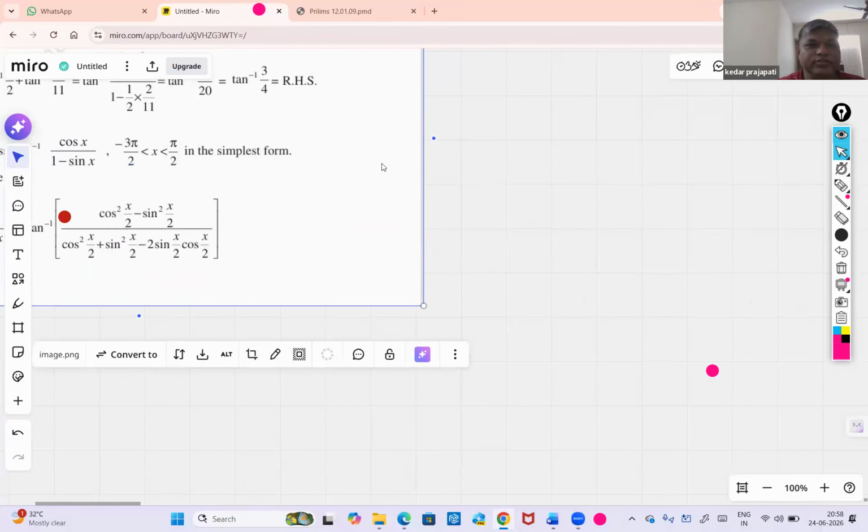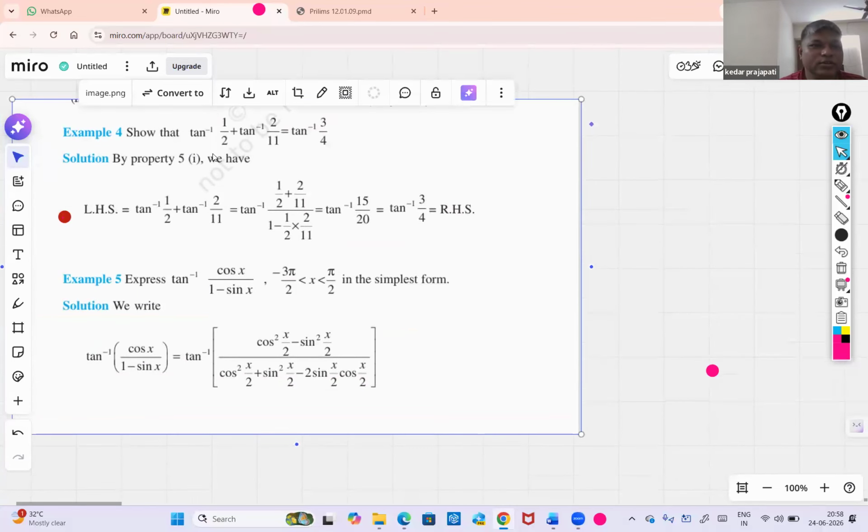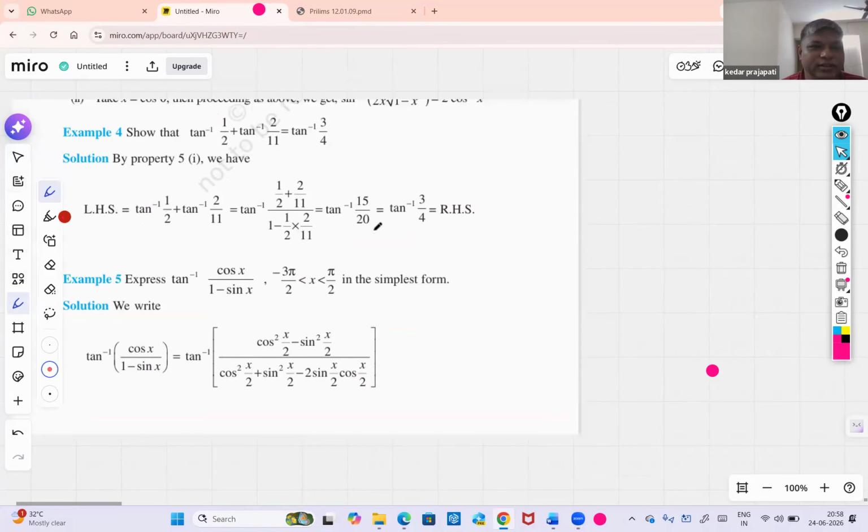So what is the question asking? Question is telling: tan inverse half plus tan inverse 2 by 11 equal to tan inverse 3 by 4. So now we have to think. The question is asking us to prove this equal to this. If I go from RHS to LHS, it is not easier. So we'll go from LHS to RHS.